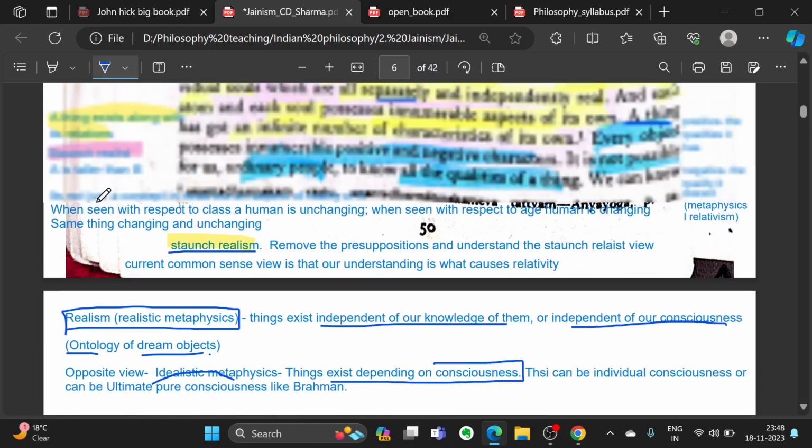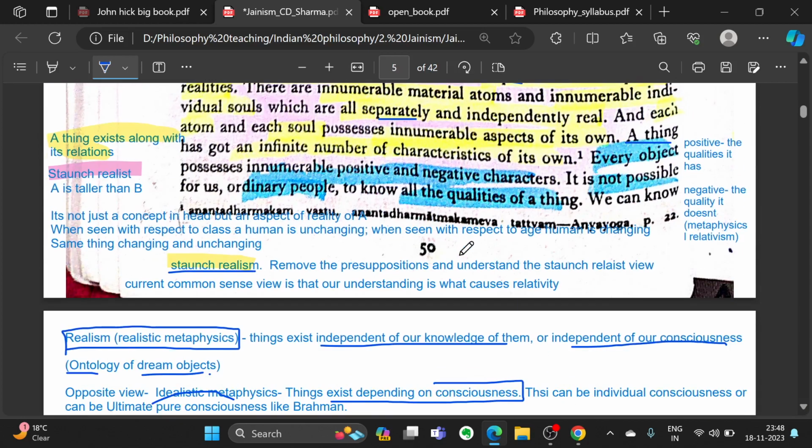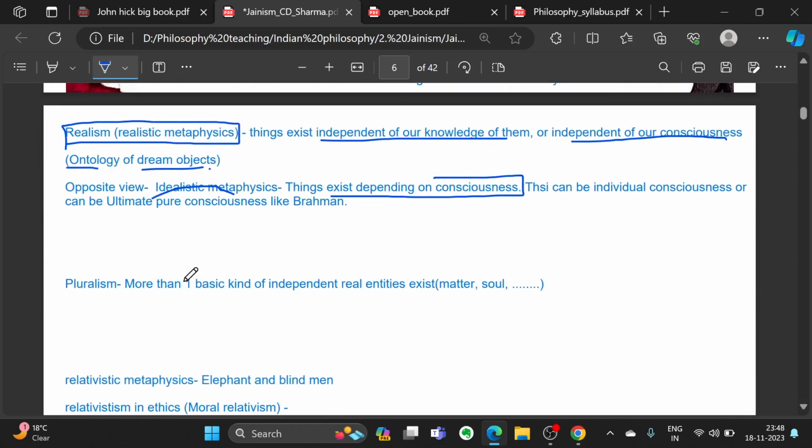Okay, let's look at the next term, pluralism. Pluralism simply means that more than two basic kinds of independent real entities exist. So in case of Charvaka, we saw that it was a monistic viewpoint, only matter was the basic reality. In case of Advaita Vedanta, we saw that Brahman or pure consciousness was the only reality. When we were looking at the problem of interaction of Descartes in our introductory lecture, we saw that matter and soul were two independent realities. It was a dualistic school.